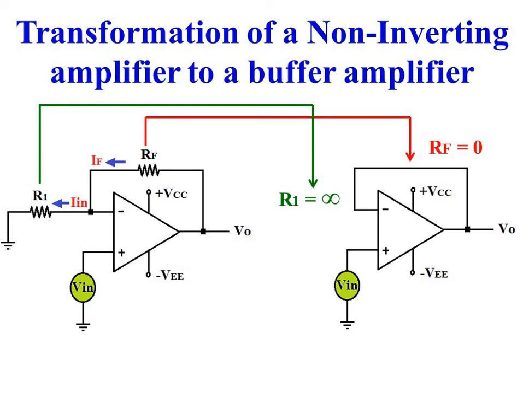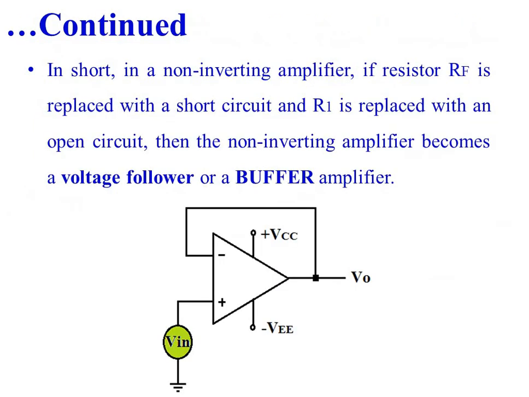Replace resistance RF with a short circuit and resistance R1 with an open circuit. In short, in a non-inverting amplifier, if RF is replaced with a short circuit and R1 is replaced with an open circuit, then the non-inverting amplifier becomes a voltage follower or a buffer amplifier.